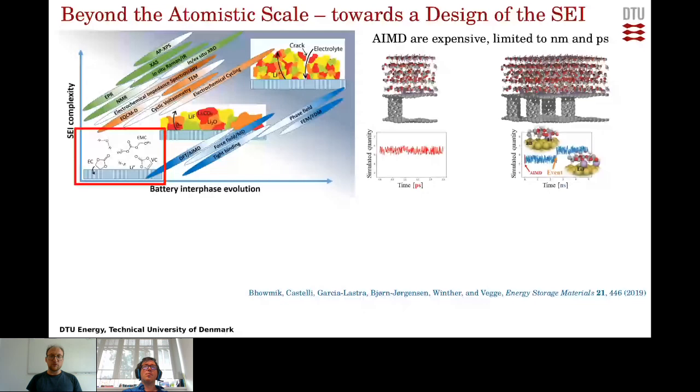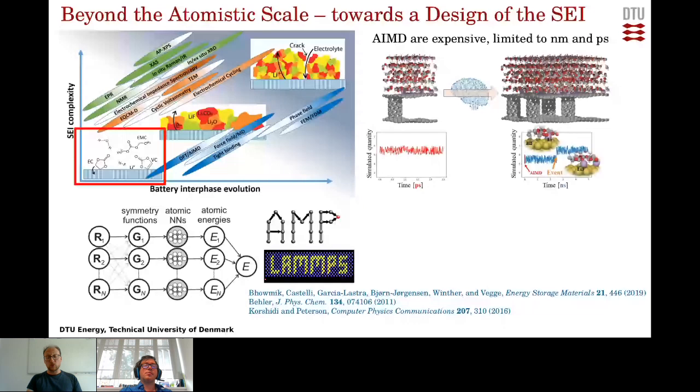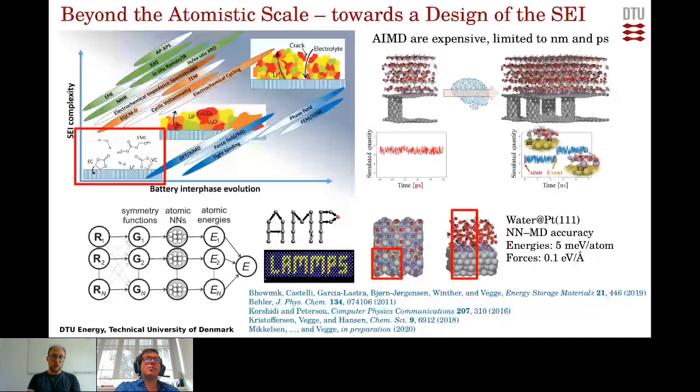And this could be done in a similar way as we are doing with water, using neural networks to produce neural network classical potentials. We are doing this for water, for water on platinum. The accuracy that we have now is around 5 millielectron volt per atom on the energies and around 0.1 electron volt per angstrom on the forces. So it's quite good for water. We are not at this scale yet for the LP57, but we hope to arrive here quite soon.